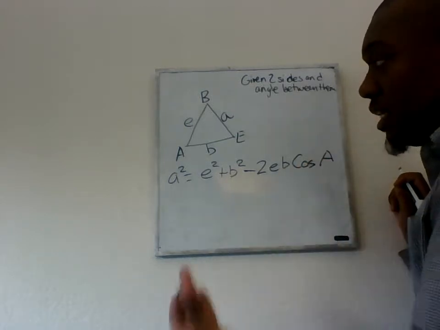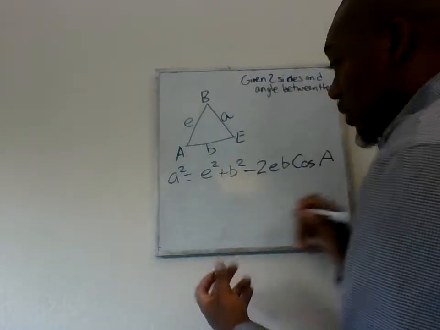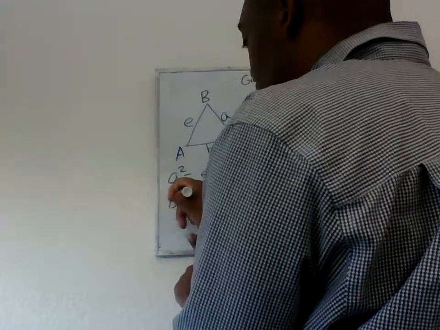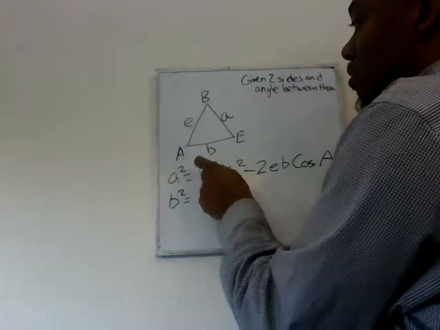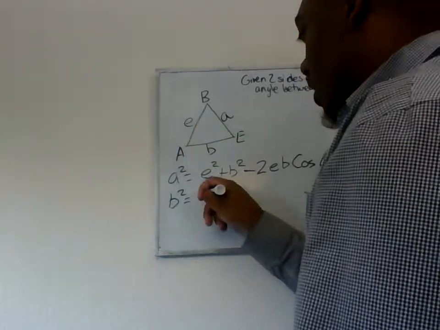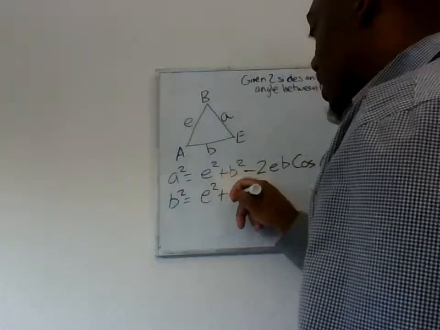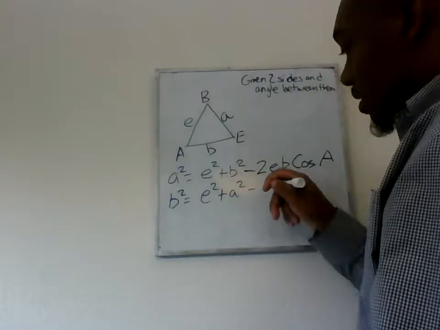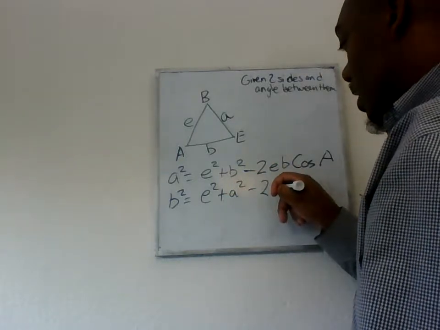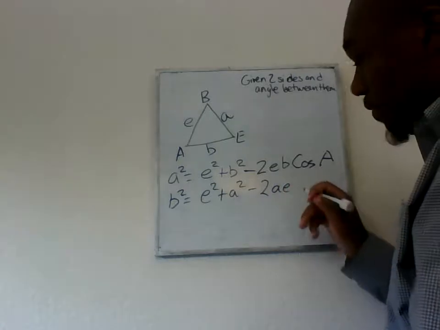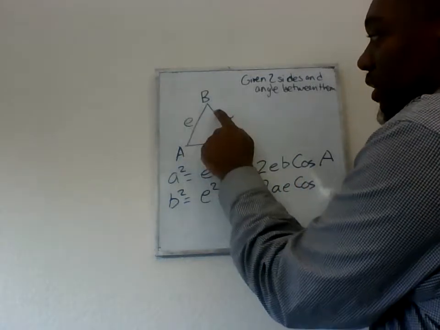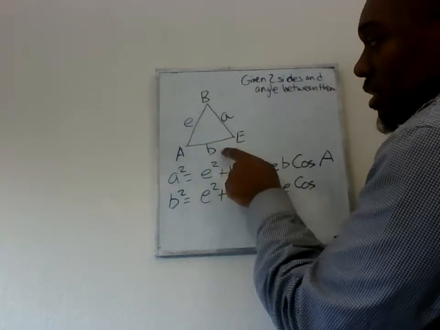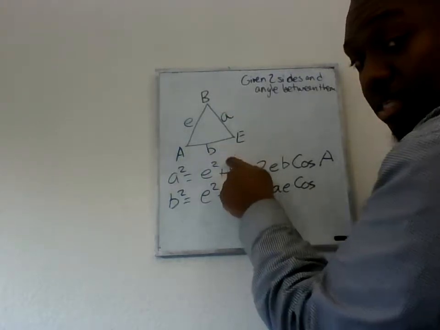Okay, well, how would we set this up to find B? Well, to find B, again, it would be B squared would equal to, well, what are the other two sides? E and A. So I could do E squared plus A squared minus 2 times AE or EA, whichever way you want to do that, cosine of, well, what's the angle in between them? Oh, that's angle B. Notice that it always has the same name as the side here.